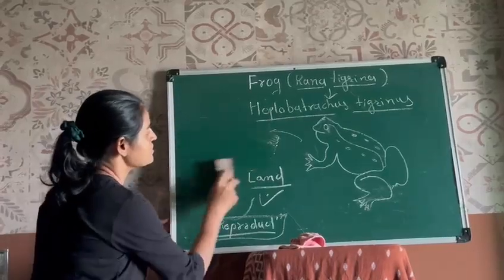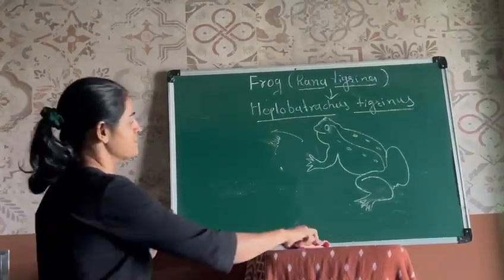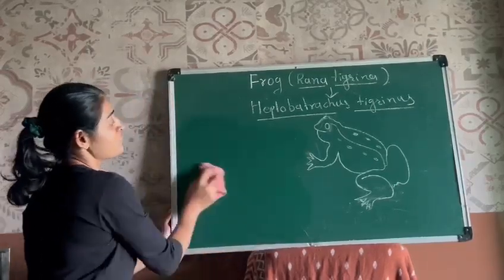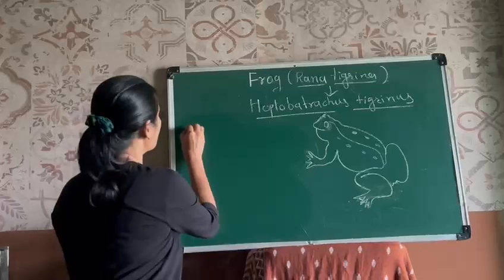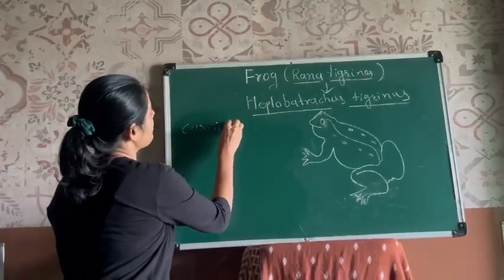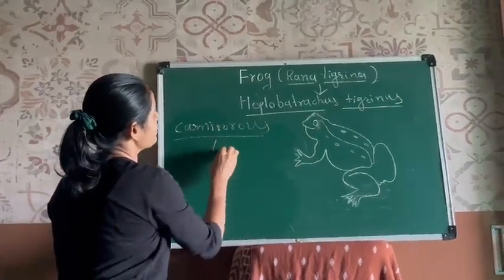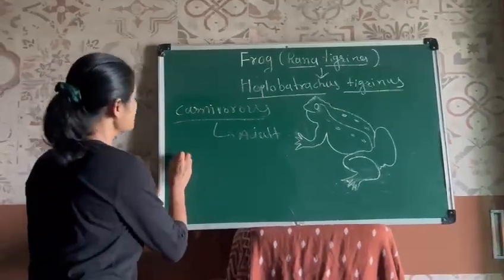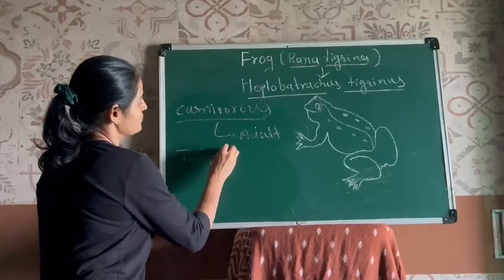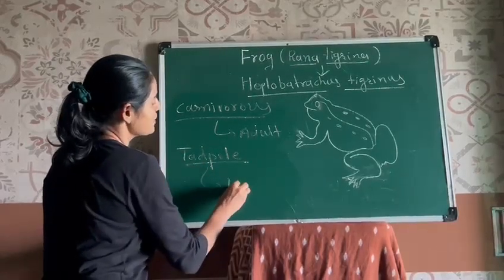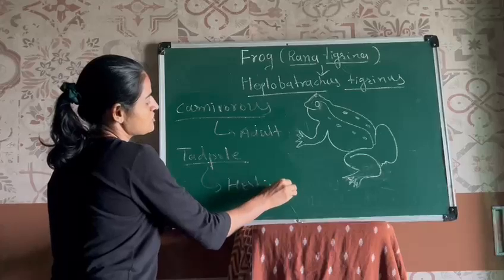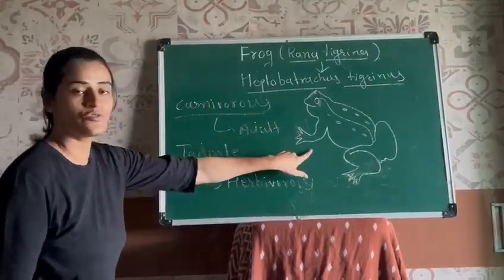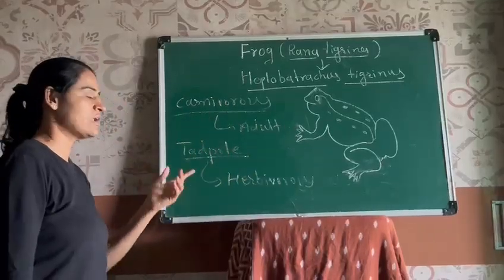Now another is habits. If we talk about the habit of this organism, the frog is carnivorous, but that is the adult one. If we talk about the larva, that is the tadpole, it is herbivorous in nature. So the frog is carnivorous, and its tadpole or larval stage is herbivorous.